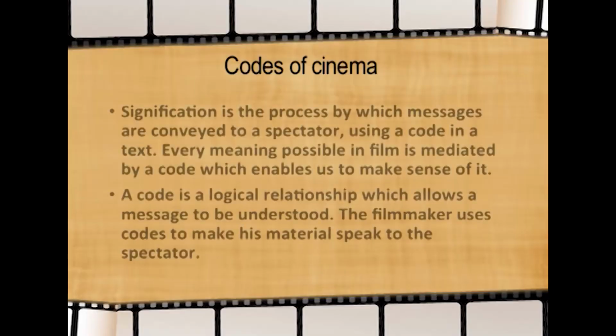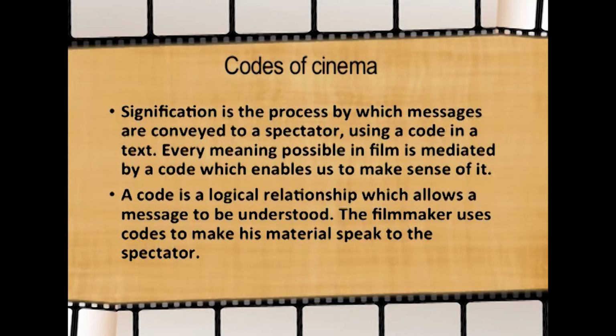Now we come to the codes, the cinematic codes. What are codes? Signification is the process by which messages are conveyed to a spectator using a code in a text. Every meaning possible in film is mediated by a code which enables us to make sense of it. So a code is a logical relationship which allows a message to be understood. The filmmaker uses codes to make his material speak to the spectator. Now what are the various codes in cinema?